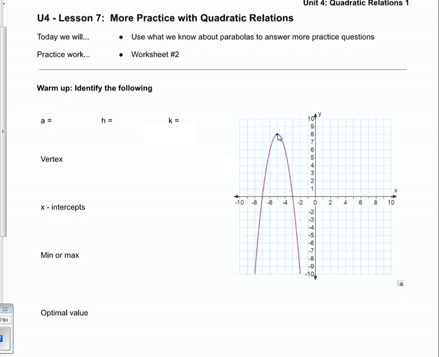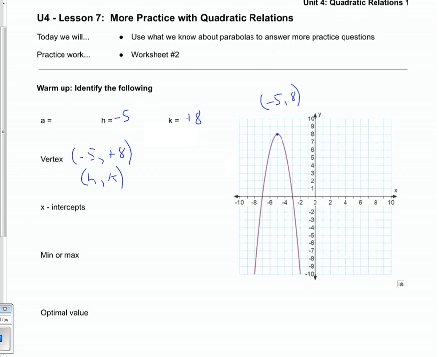And so the vertex for this particular parabola is given to us at -5, 8. Okay, -5, +8. So -5, +8 is the vertex. And the great thing about the vertex is that it's also the h, k value. So we know right off the bat, h is -5 and k is +8.